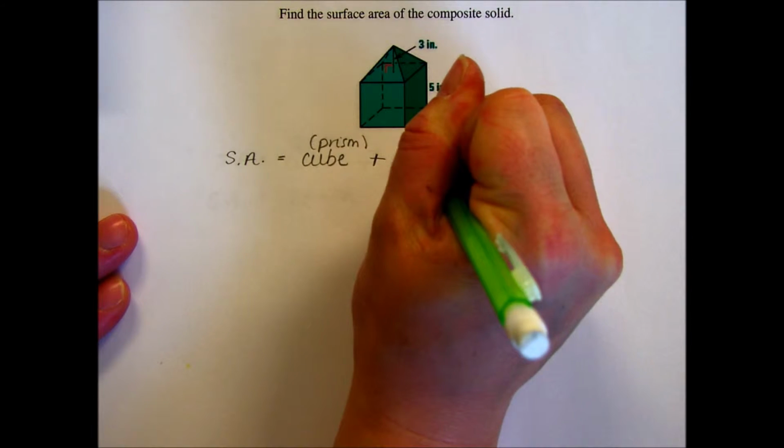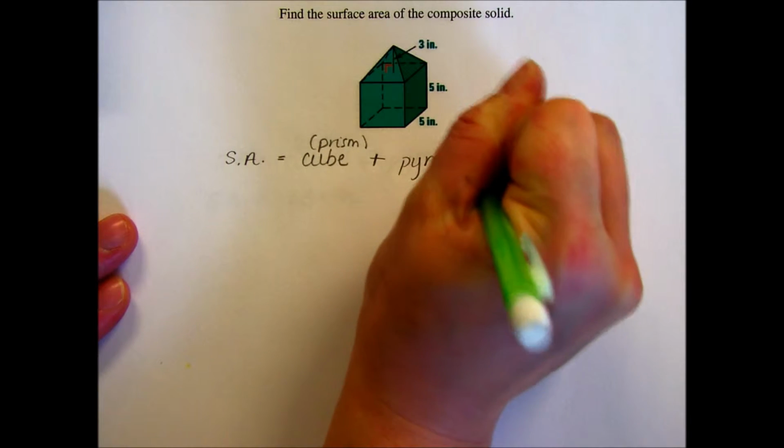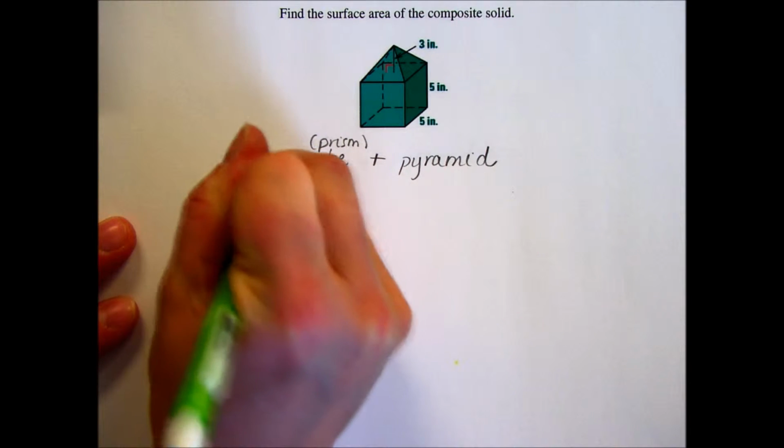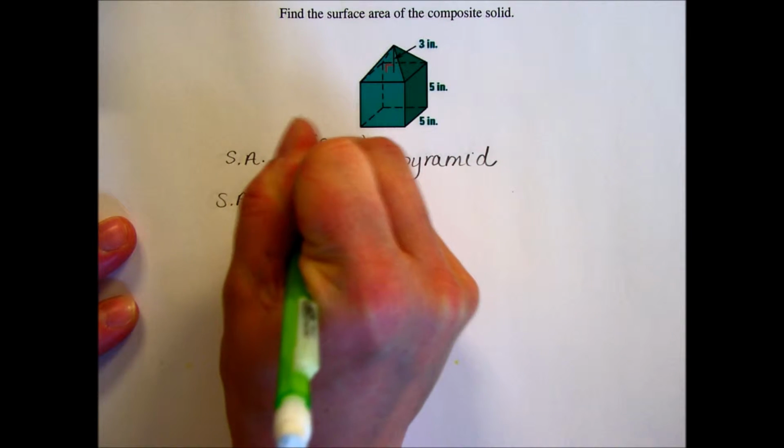But it's important to remember that with surface area, you want to think of it as if you were to spray paint the shape, like a composite solid, where would the spray paint touch? So we're going to have to alter a couple of the formulas.